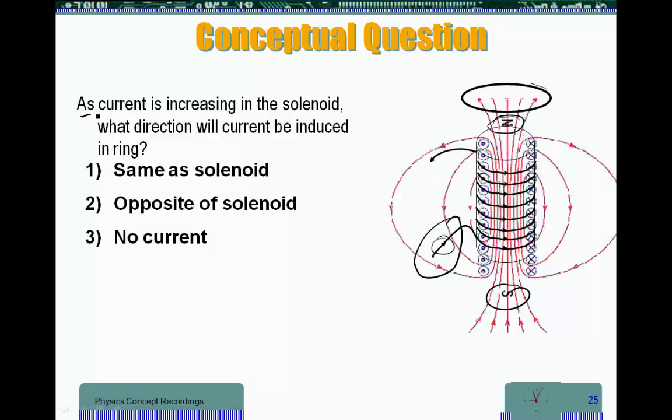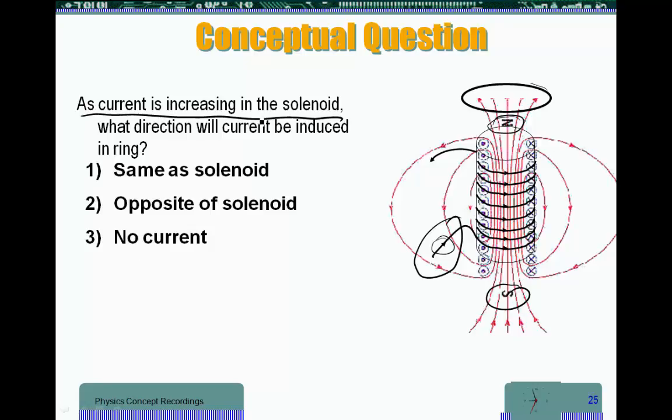Now the question is, as we increase the current in the solenoid, what direction will the induced current in the ring be? What direction will current be induced in the ring? Okay. Is it in the same direction as the solenoid, opposite to the solenoid, or no current? Okay, let's work this out.